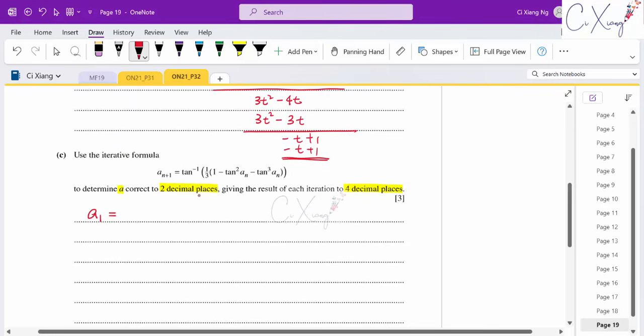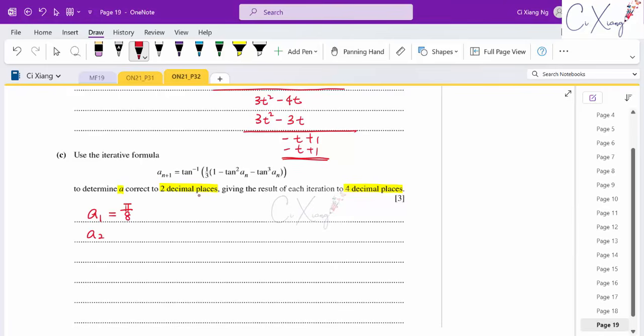So I go back to the question here. My A1 is pi over 8, which is the initial value. Then to find A2, I need to substitute it into this iterative formula. So I'm having 1 over 3, and then 1 minus tangent squared pi over 8 minus tangent cubed pi over 8.